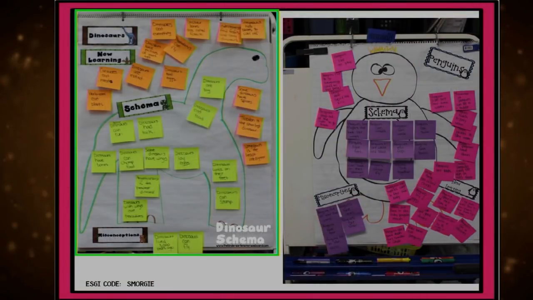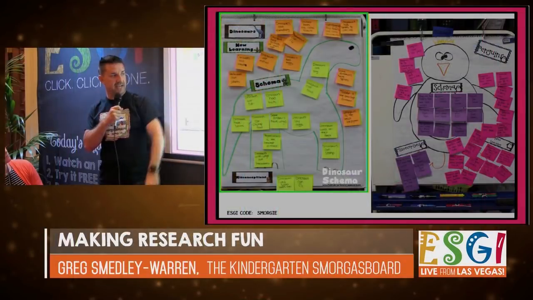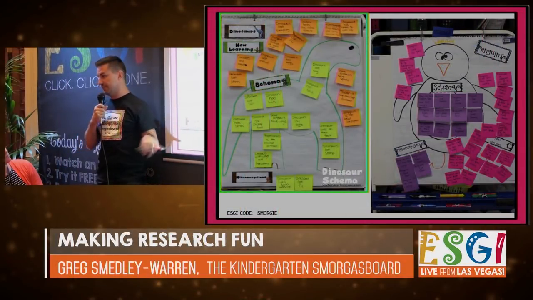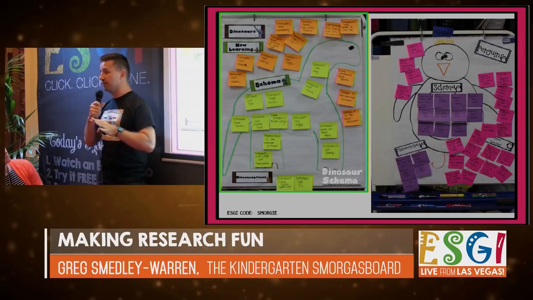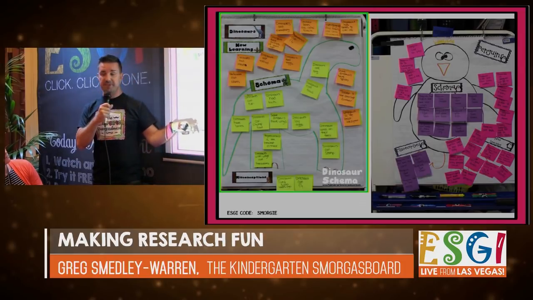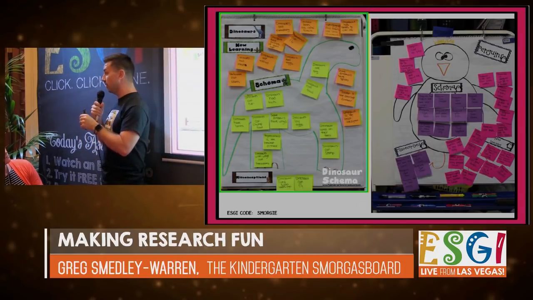So we put on all the schema, and then as we're going through our research project and as we're learning about dinosaurs or penguins, we put on the new learning. So all of the new learning is added. And then we have the misconceptions. And that's the hardest part for us to understand, is the misconceptions are not necessarily wrong. They're just where our thinking might need to be fixed.